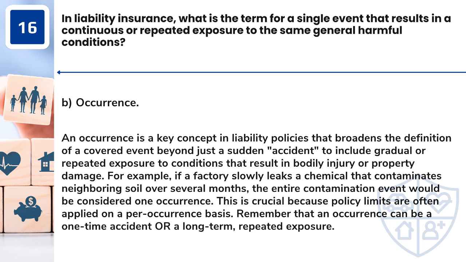Answer: B. Occurrence. An occurrence is a key concept in liability policies that broadens the definition of a covered event beyond just a sudden accident to include gradual or repeated exposure to conditions that result in bodily injury or property damage. For example, if a factory slowly leaks a chemical that contaminates neighboring soil over several months, the entire contamination event would be considered one occurrence. This is crucial because policy limits are often applied on a per-occurrence basis. Remember that an occurrence can be a one-time accident or a long-term, repeated exposure.